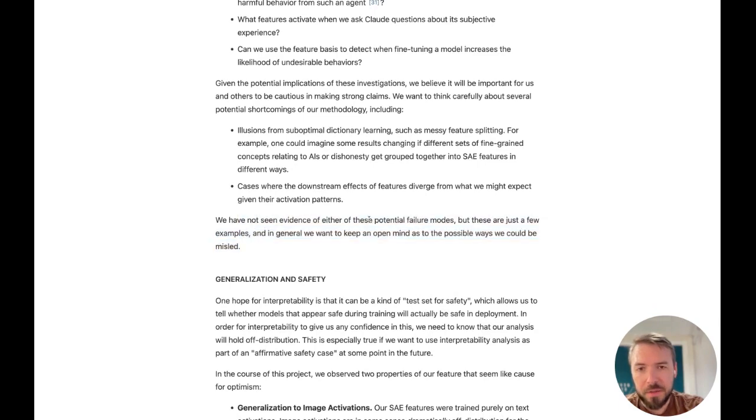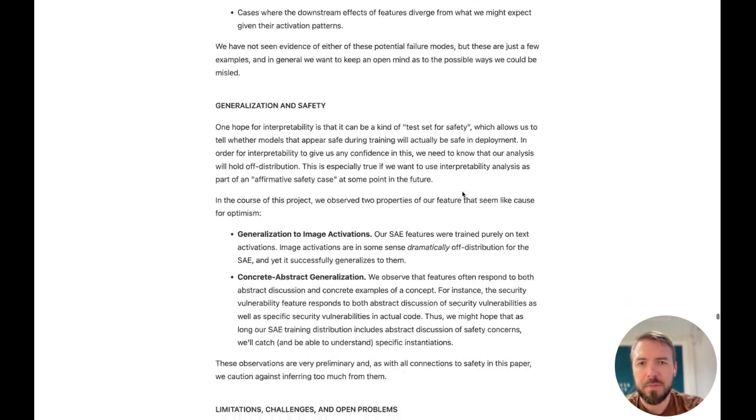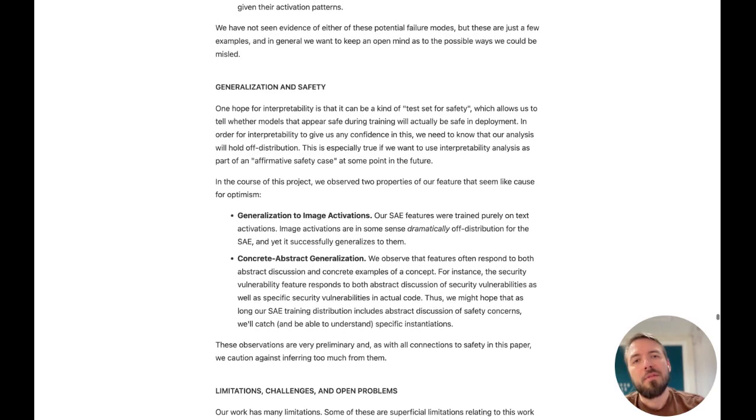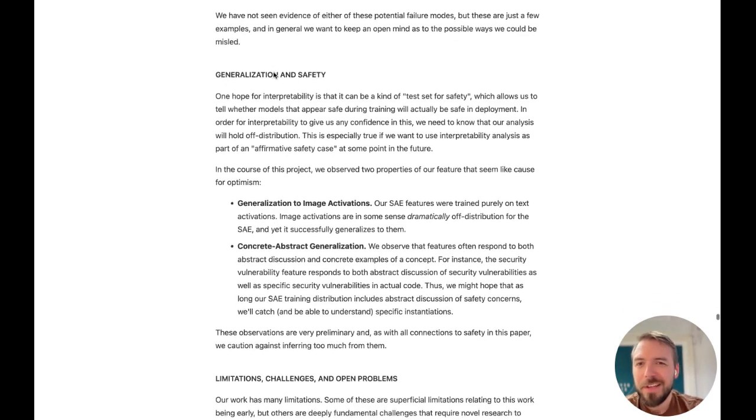We have not seen evidence of either of those potential failure modes, but these are just a few examples, and in general, we want to keep an open mind as to possible ways we could be misled. I wonder how many layers of this there is. Like, is it possible for a model to try to pretend to have a feature or to expose a feature when it is trying to mislead it? I don't think that's possible today, but maybe at some point with more complicated models it would be. But it seems hard to believe.